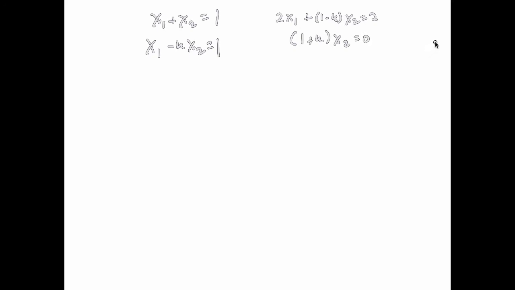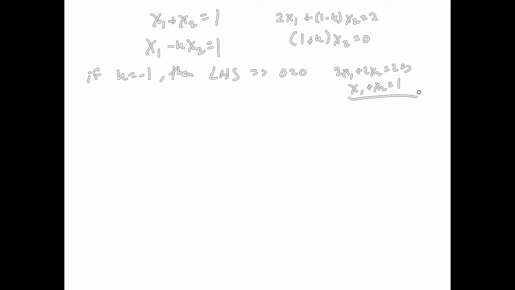Now first consider the second equation. If k equals negative 1, then the left-hand side of the second equation implies 0 equals 0. That leaves us with the first equation. So in that case, if k is negative 1, the first equation is 2x1 plus 2x2 equals 2, or x1 plus x2 equals 1, which is the only equation we have, and there's an infinite number of solutions, so there are infinite number of solutions when k equals negative 1. Any solution that satisfies this equation works.